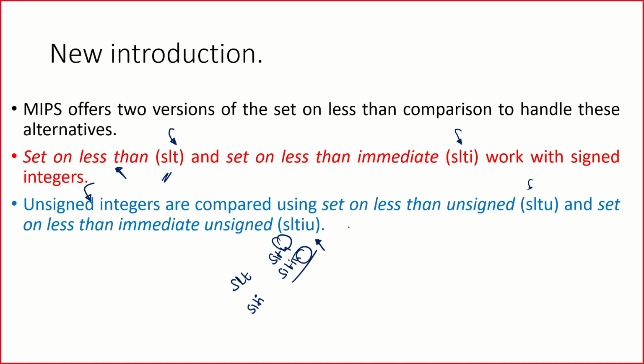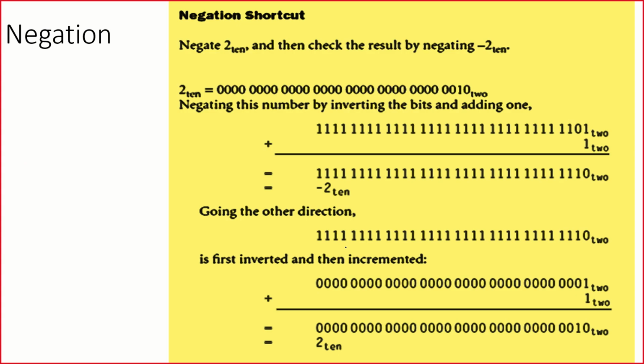So there can be a question to you in the quiz. SLT can be used for unsigned operation, true or false? Or what is the instruction that can be used for unsigned arithmetic using set on less than? So you need to say set on less than unsigned. Likewise, we have instruction support available, and you need to have a mild look into it.